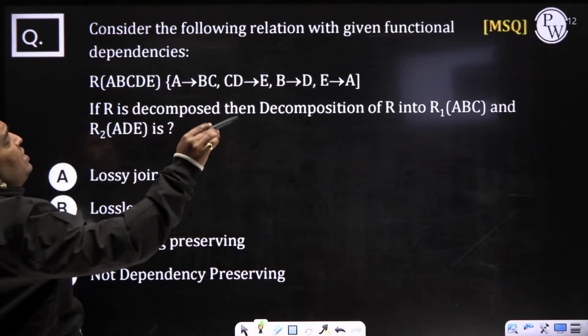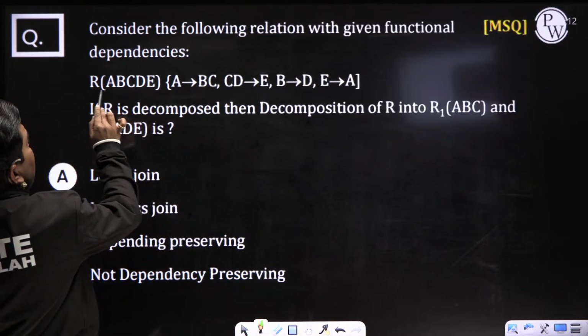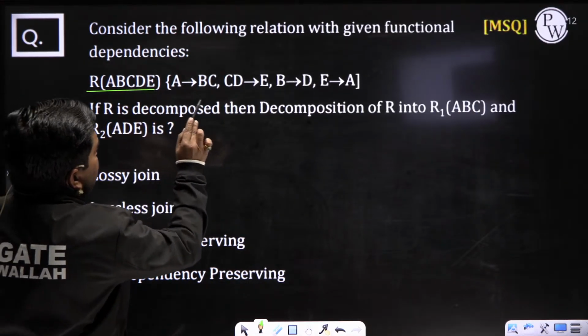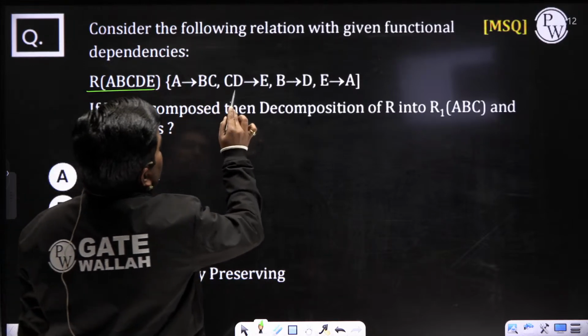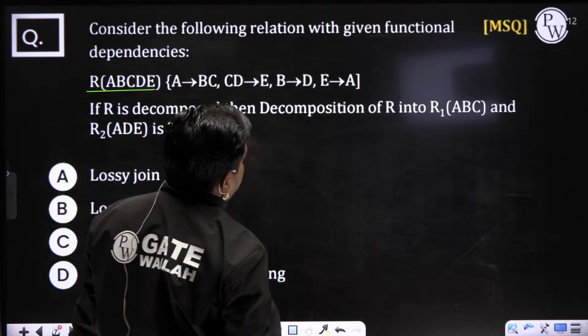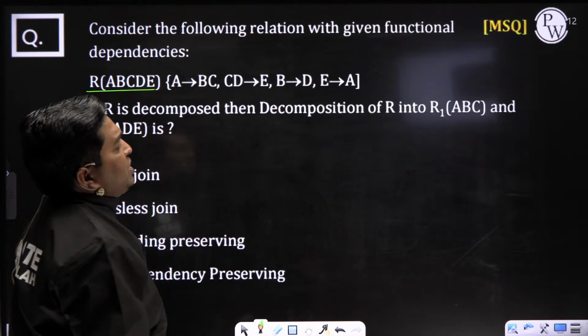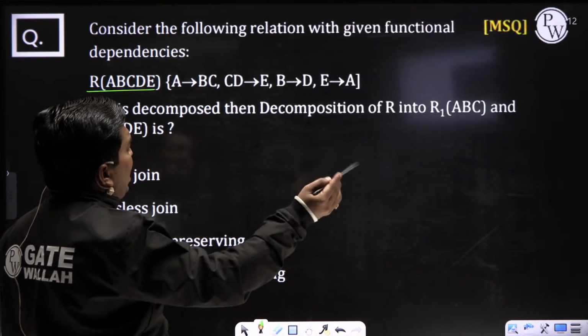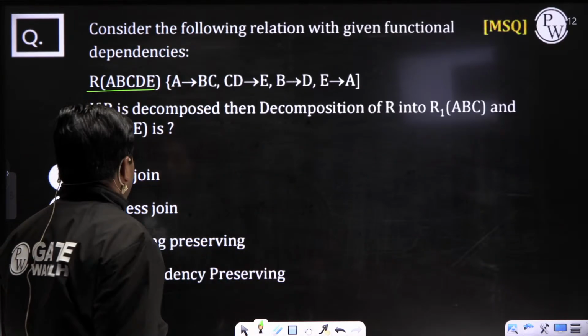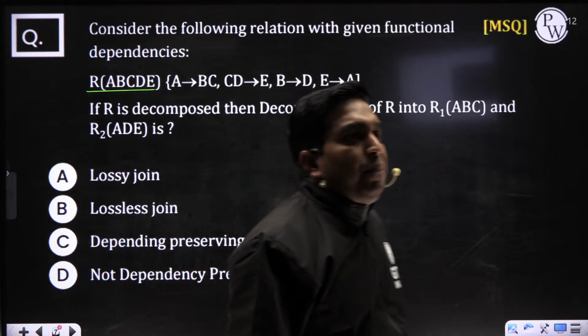Consider the following relation R(A, B, C, D, E) with the given FDs. The FD set is A determines BC, CD determines E, B determines D, and E determines A. If the relation is decomposed into R1(ABC) and R2(ADE), then tell me what happens.